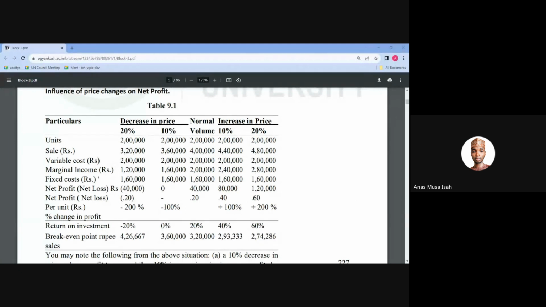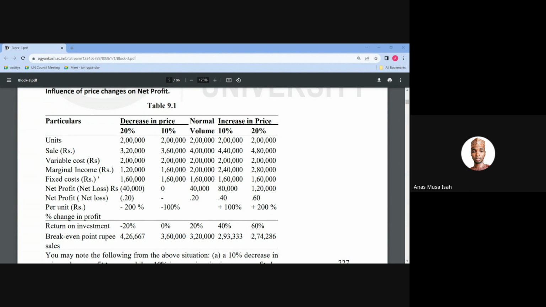I think what makes many of us confused is the relationship between the sales, the variable cost, the marginal income, fixed cost, net profit, and the rest. I think what many of us from the beginning didn't understand, even maybe myself, is the sales.